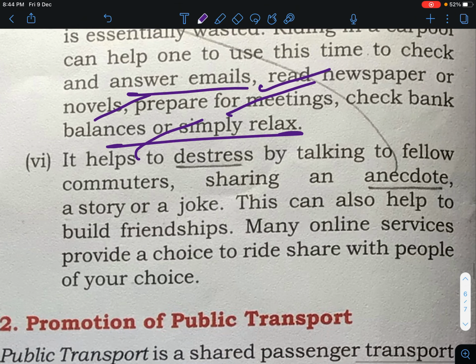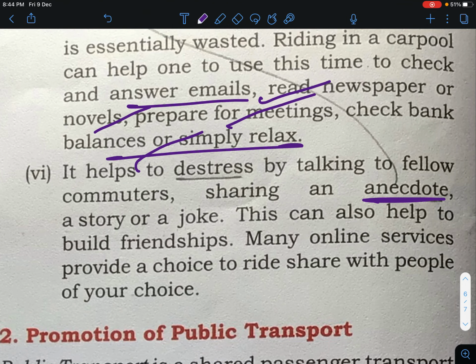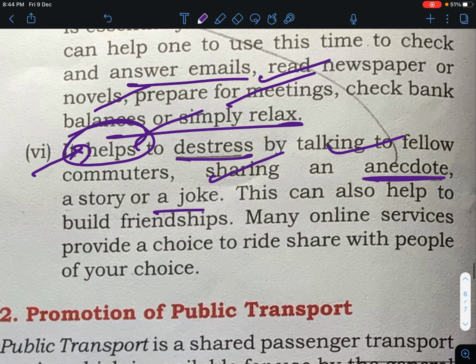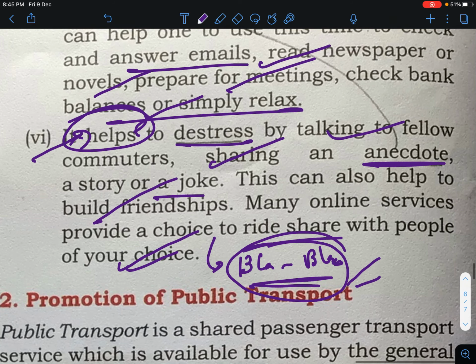Now the third one is that it helps to de-stress by talking to fellow commuters and sharing anecdotes. Anecdotes means good stories, which build friendship. What is the advantage of having a carpool? It is going to de-stress and make you feel happy by talking with these people, because they share small stories or even a joke, and this helps build friendship. Many online services provide a choice to ride share with people of your choice. The best example is Bala Bala cab. I think it is very trending in Haryana and Gujarat.